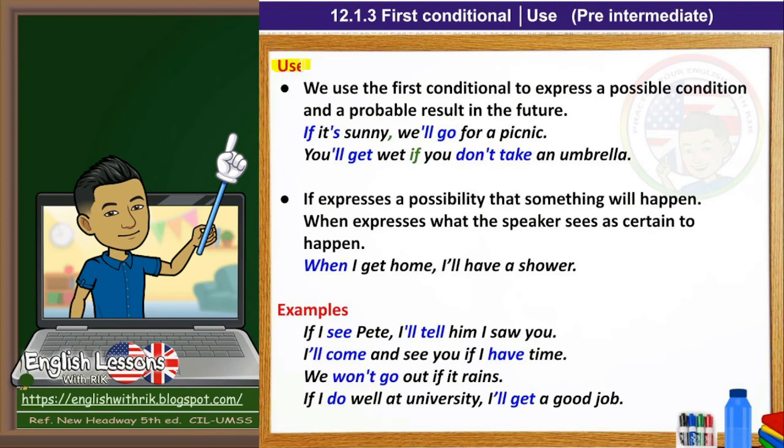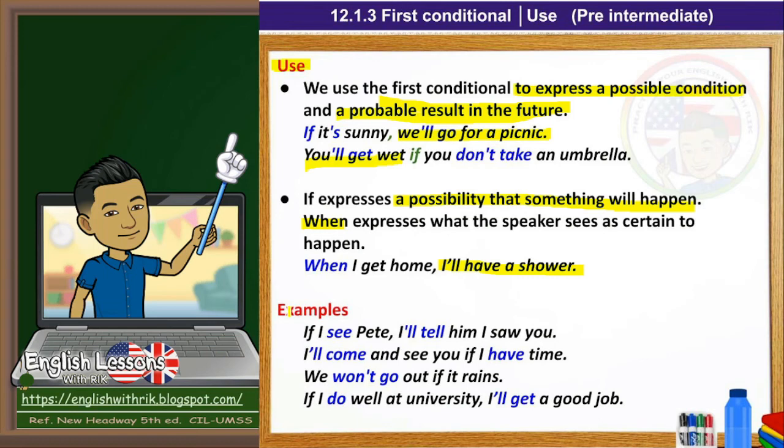Use. We use the first conditional to express a possible condition and a probable result in the future. If it's sunny, we'll go for a picnic. You'll get wet if you don't take an umbrella. If expresses a possibility that something will happen. When expresses what the speaker sees as certain to happen. When I get home, I'll have a shower.